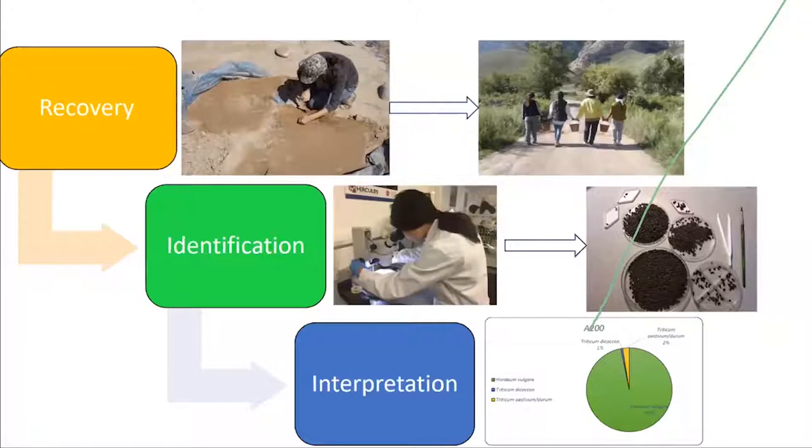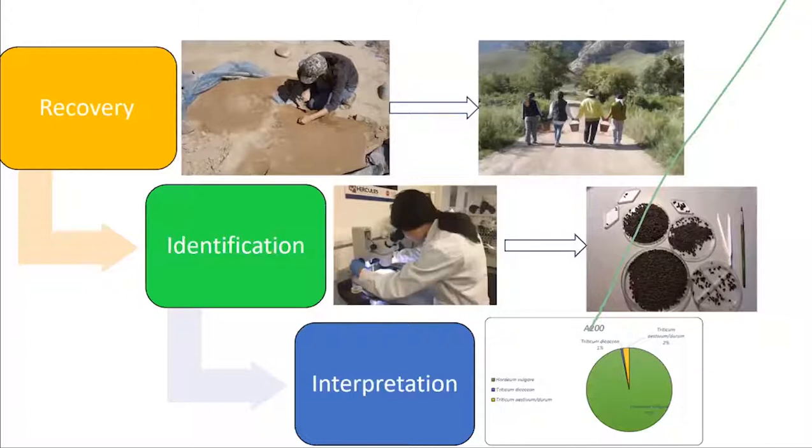And then you take samples, you can apply dry sieving or wet sieving, it depends on the environment. Do a flotation, there are different types of flotation, bucket flotation and hand flotation, many different types. And then identification. Identification is a bit more complicated than recovery, because you should spend a lot of time to sort your samples and then identify them.